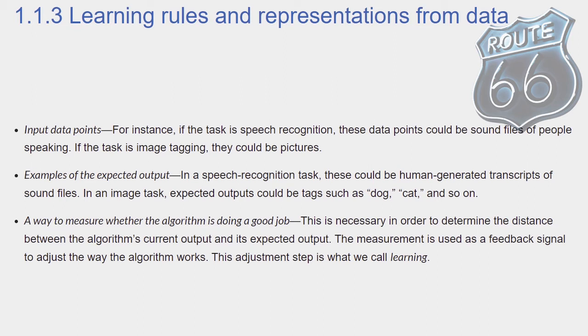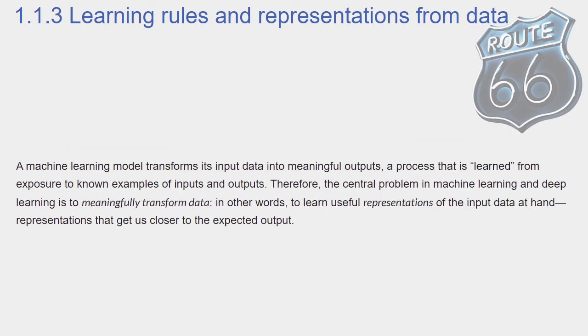A way to measure whether the algorithm is doing a good job. This is necessary in order to determine the distance between the algorithm's current output and its expected output. The measurement is used as a feedback signal to adjust the way the algorithm works. This adjustment step is what we call learning. A machine learning model transforms its input data into meaningful outputs, a process that is learned from exposure to known examples of inputs and outputs.